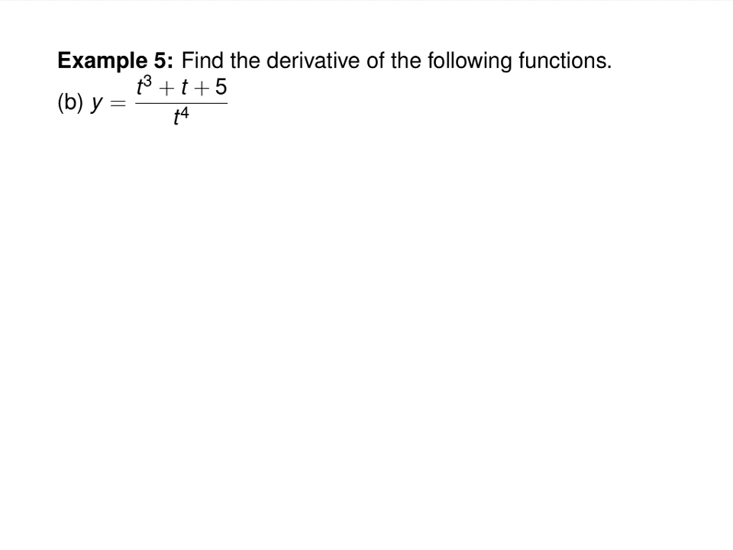Okay, this one, do you have to use the quotient rule? No, you don't. Because this is a singular t to the 4th, you can write this as t cubed over t to the 4th plus t over t to the 4th plus 5 over t to the 4th. And that becomes t to the what power? The first one's -1. Second one is t to the -3, great. And the last one is 5t to the -4. And then you can just use your power rule.